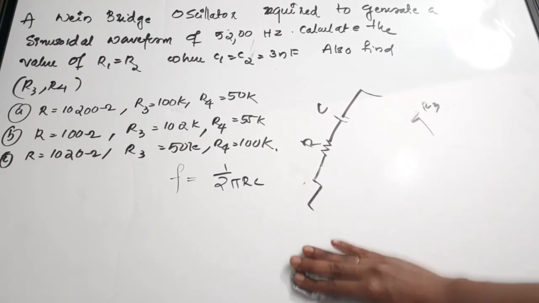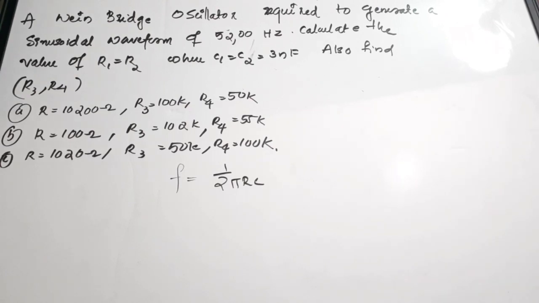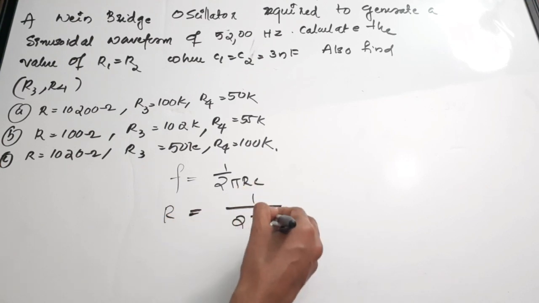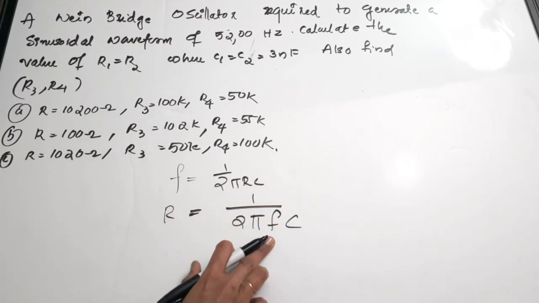So, I'm going to now remove this figure, to make some space. Now, we need to find R. So, we'll put 1 by 2 pi F into C. Substitute the value of F and C here.